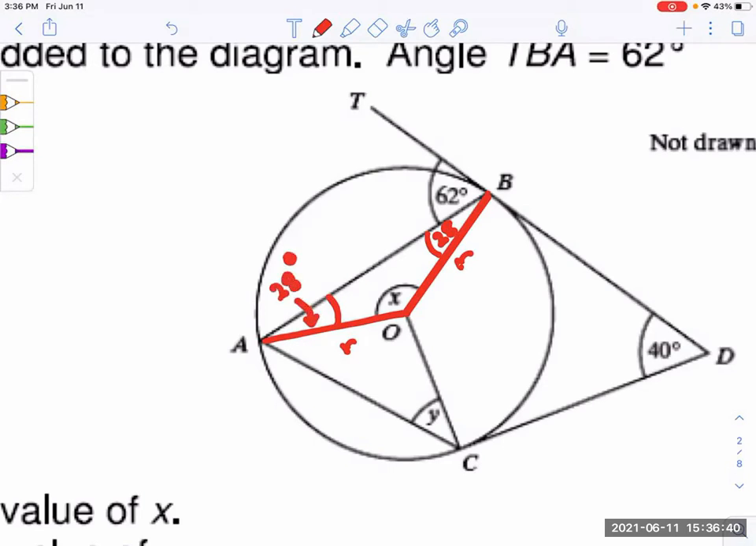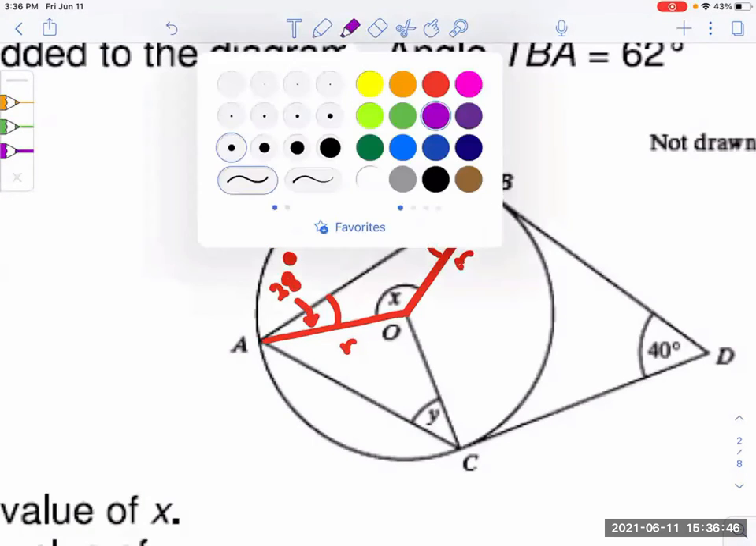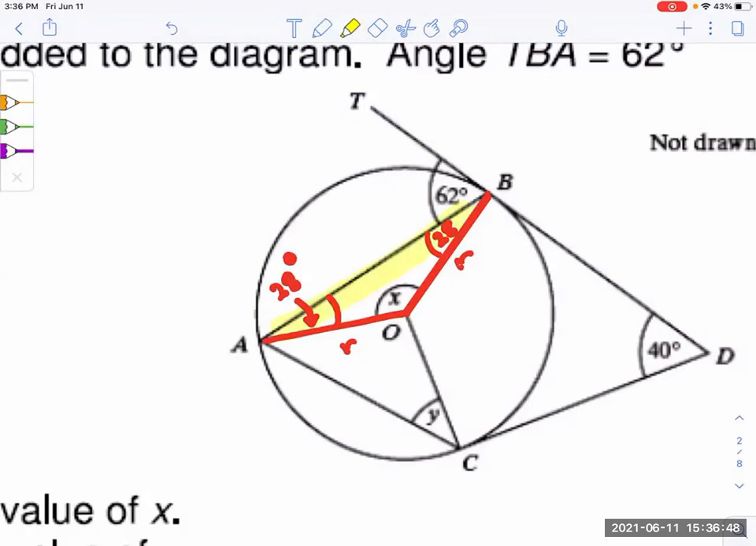What is the total sum of angles in a triangle? 180. So if you know two angles, can you find the third angle? Yes, miss. All right, go ahead and find it. And if you find it already, give the others a few minutes.